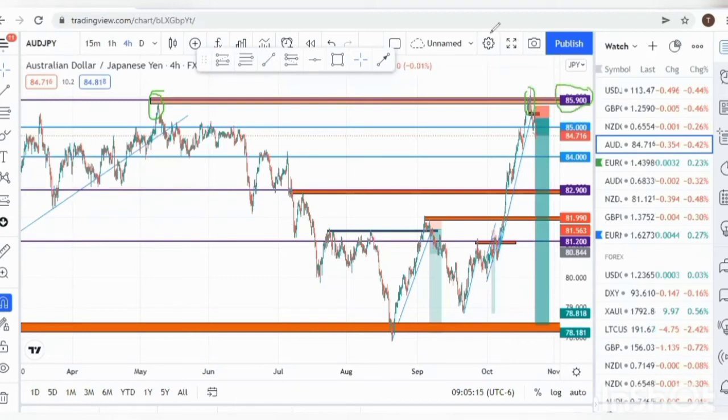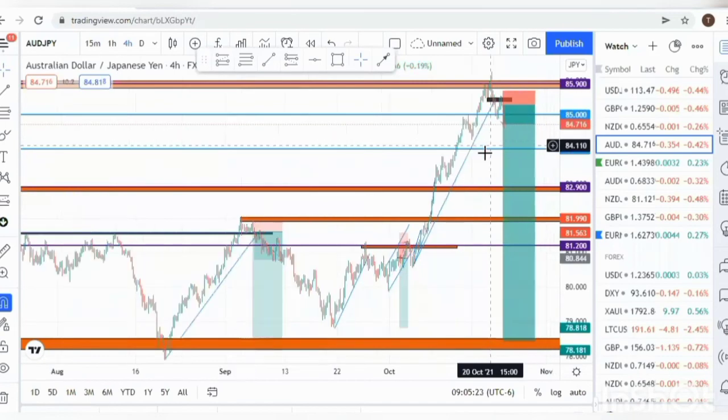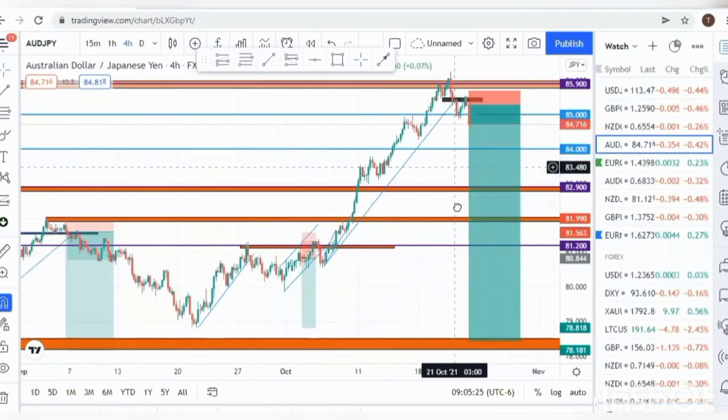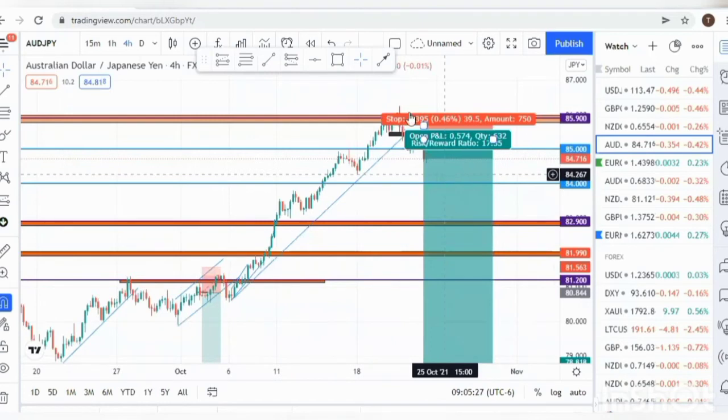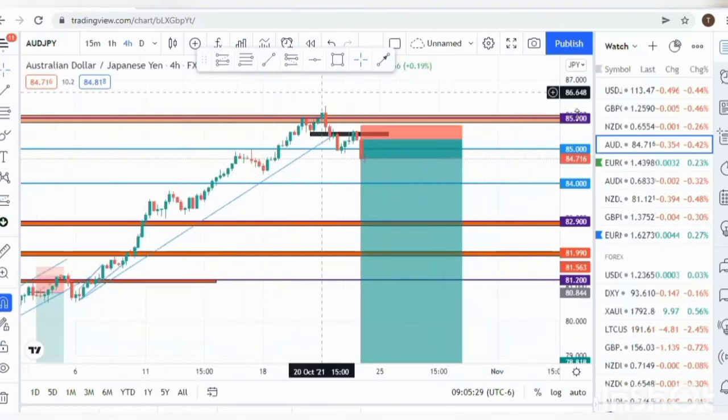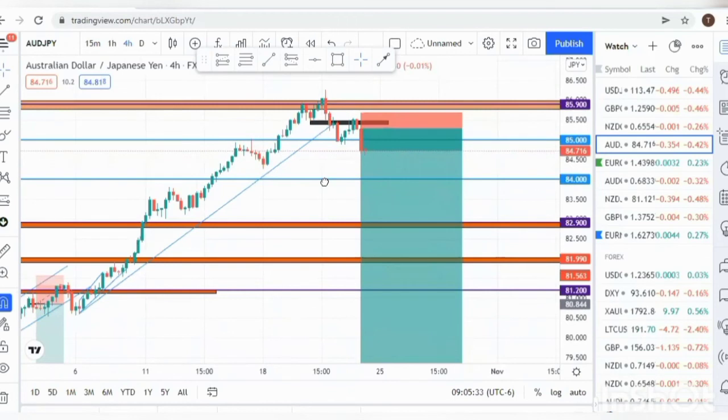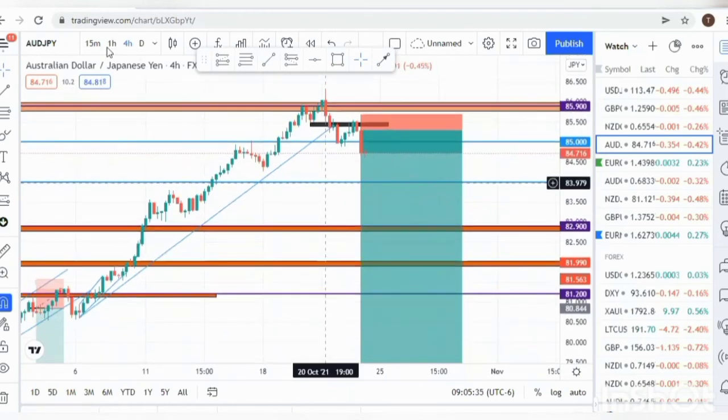Yeah, so after coming into that, what do I do? I zoom into my lower time frame and draw my trend line. You can basically see a clear trend line break. I actually hopped in on the 1 hour time frame.